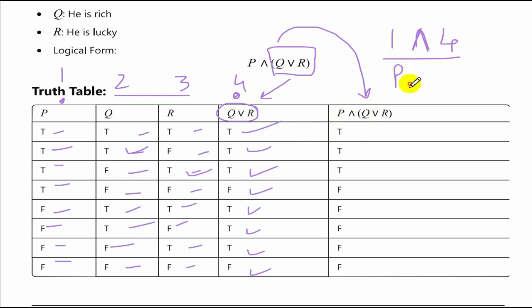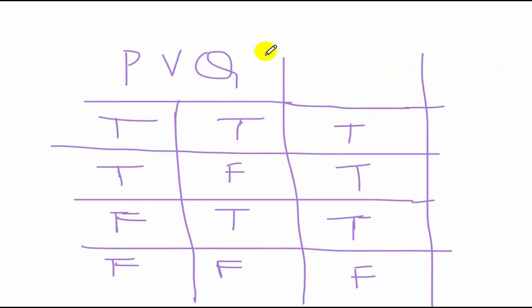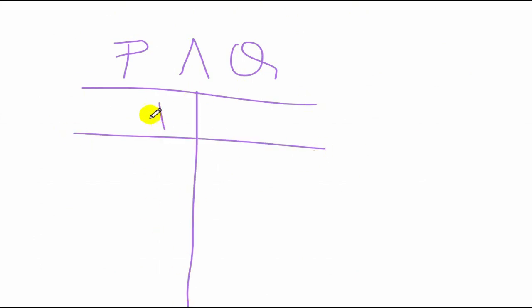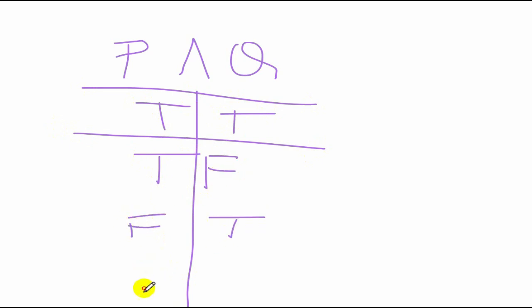So you can say P and the 4th column. In short, I'm writing, ignore the spelling errors. So in the end, let me go back to the next table here. For the truth table of P and Q, this is also very simple. So we have TT, TF, FT, and FF.